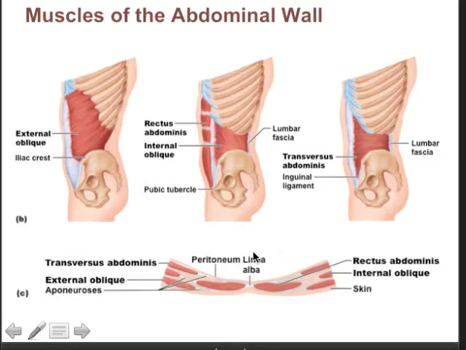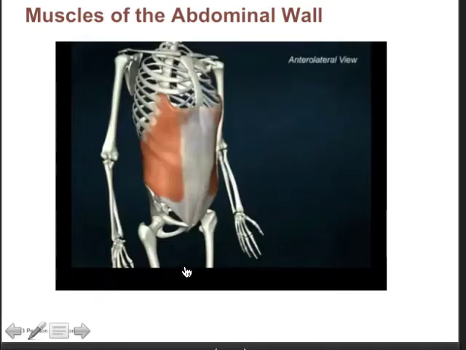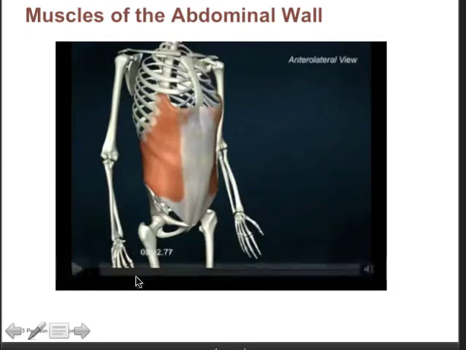This is just a transverse section through the abdominal wall, and what you can see is that at midline, what we have primarily are the rectus muscles, and then as we move laterally, what we see are the external and internal obliques, and then underneath them, the transverse abdominis. So let's take a listen to the muscles of the abdominal wall.